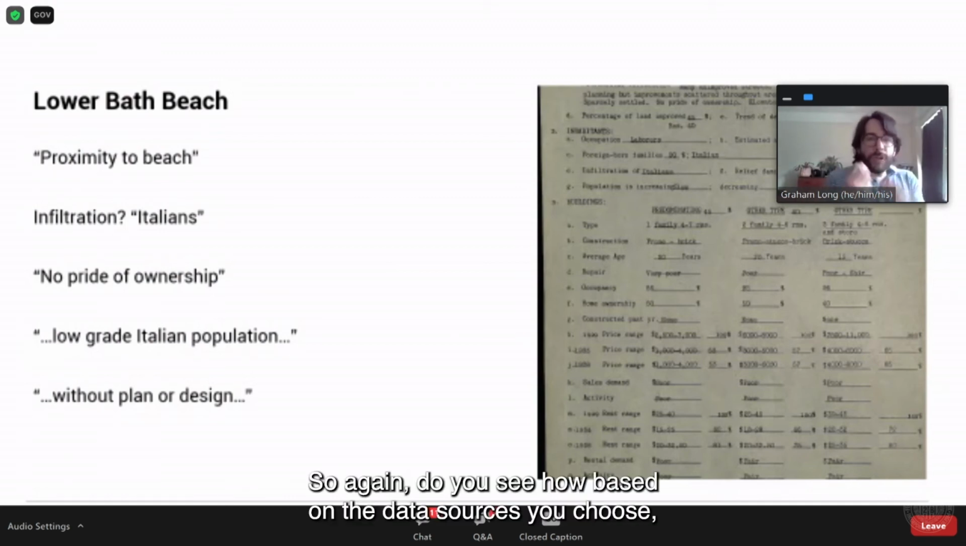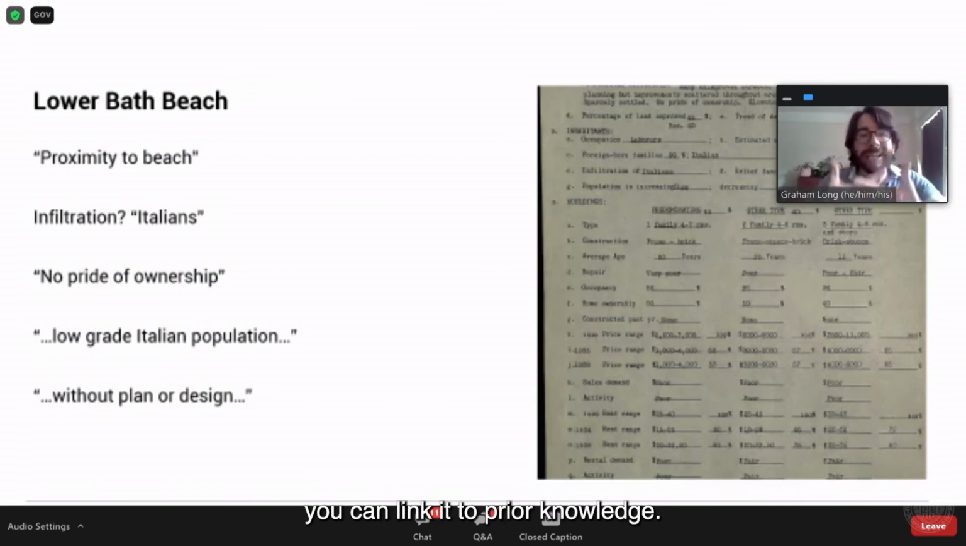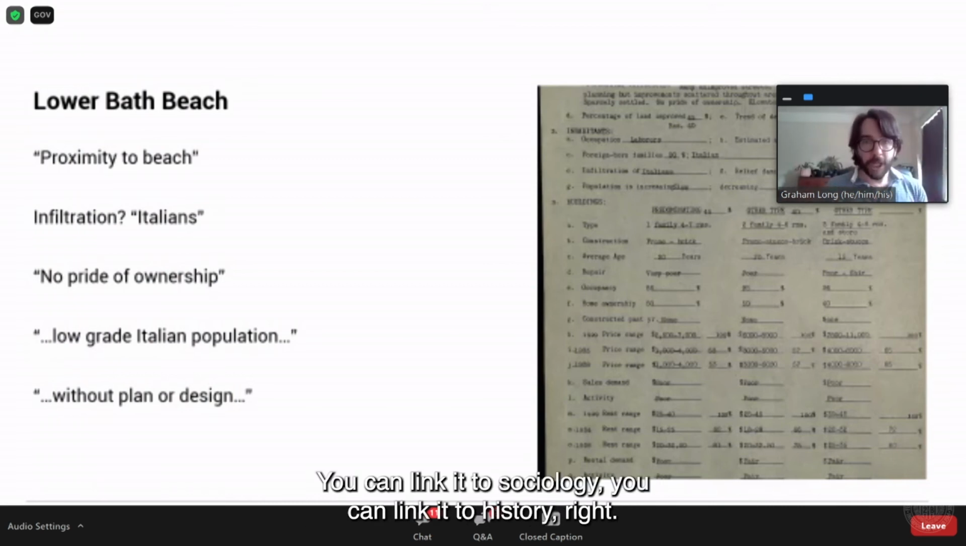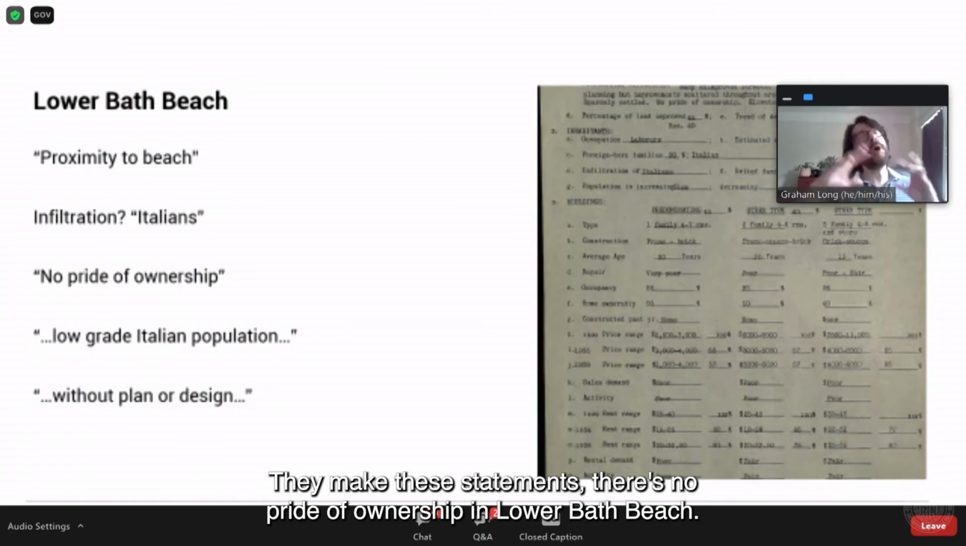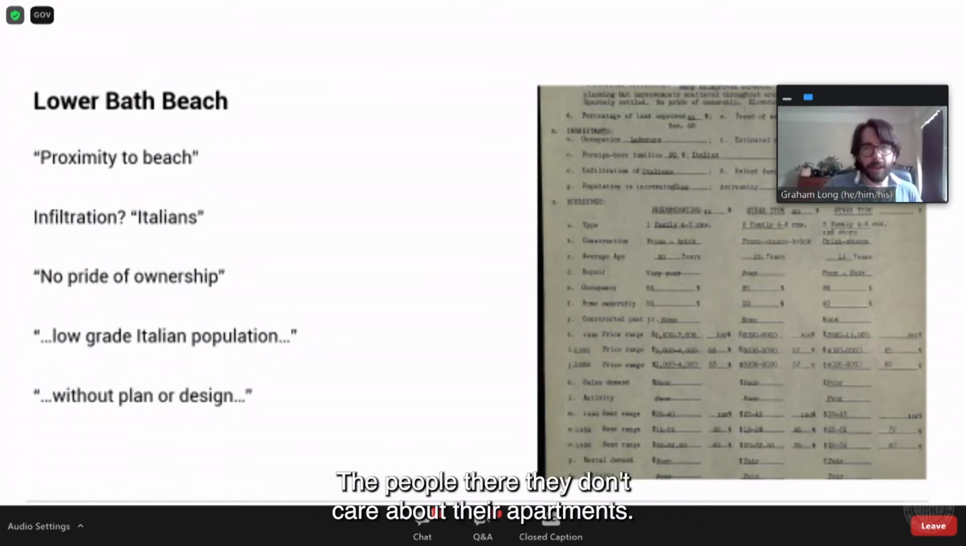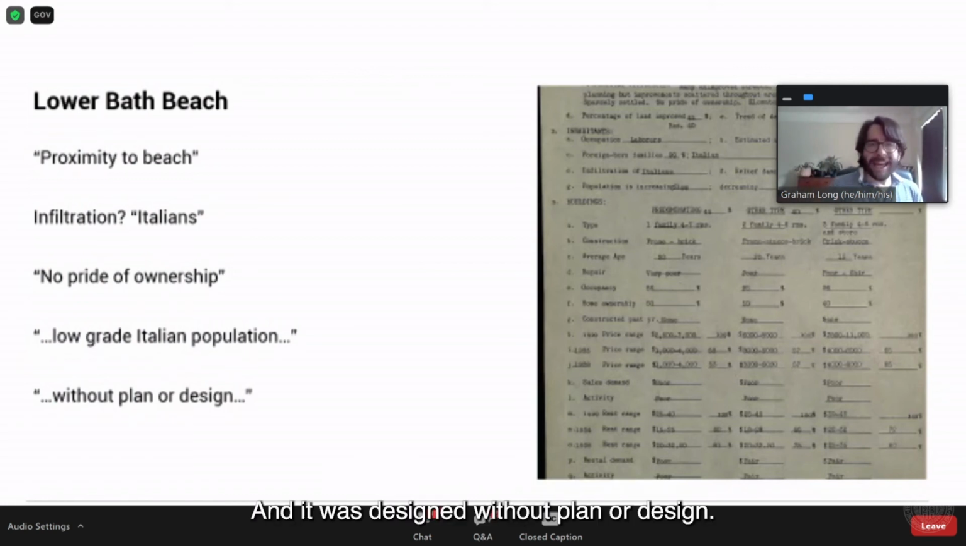So again, do you see how based on the data sources you choose, you can link it to prior knowledge? You can link it to sociology, you can link it to history, right? They make these statements. There's no pride of ownership in Lower Bay Beach. The people there, they don't care about their apartments. And it was designed without plan or design.